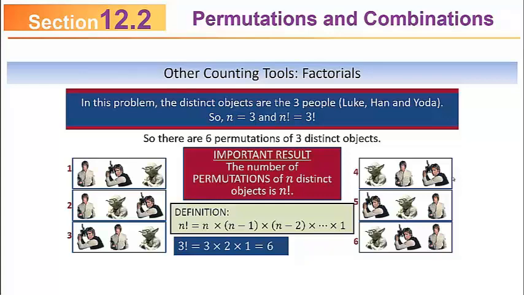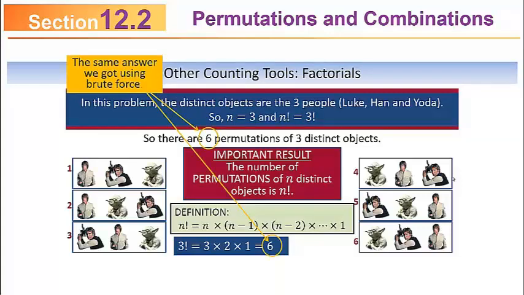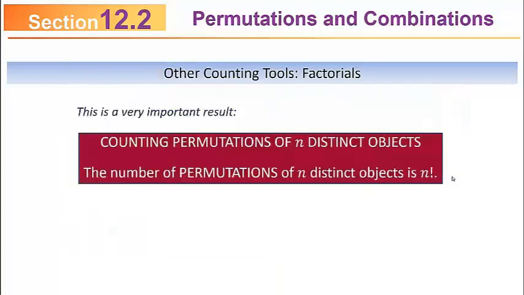So rather than having to actually write out every permutation, we can just use the factorial formula and get there very quickly. And again, just for emphasis, that's exactly the same answer we got when we did it by brute force. Now, you need to remember this. This is a very important result. If you want to count permutations of n distinct objects, all you need to do is calculate n factorial.